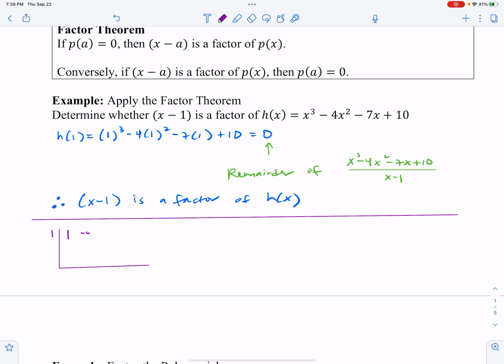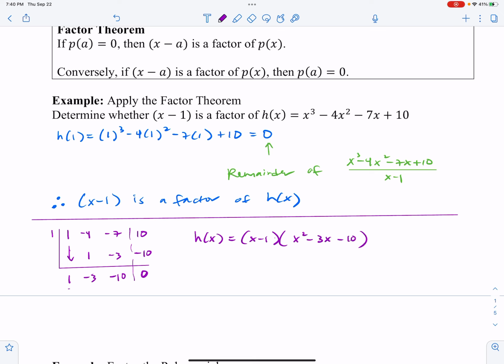so putting all of the coefficients of h of x there. I don't need any placeholders. I can bring the 1 down. 1 times 1 is 1. Negative 4 plus 1 would be negative 3. Adding straight down. That last column is our remainder column, and we get our remainder of 0, which is what we expected. So that means that another way to write h of x would be x minus 1 times x squared minus 3x minus 10.